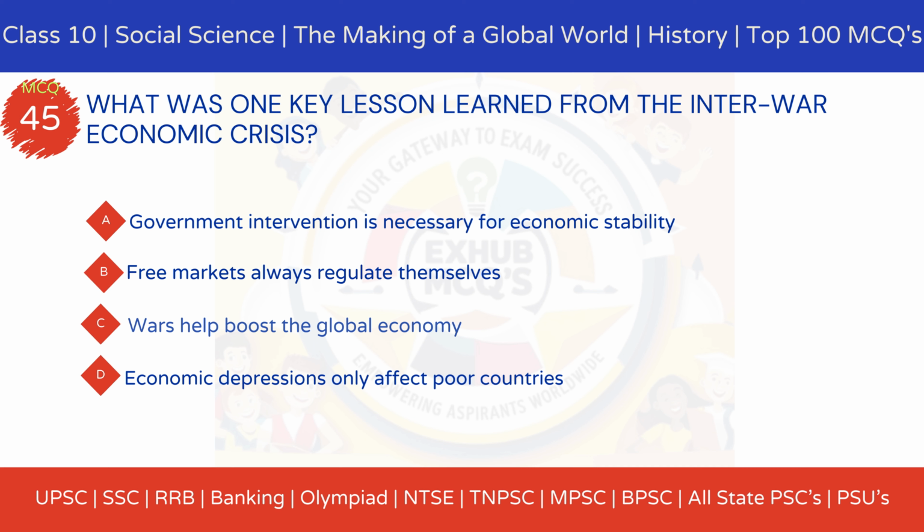Option A: government intervention is necessary for economic stability. Option B: free markets always regulate themselves. Option C: wars help boost the global economy. Option D: economic depressions only affect poor countries.